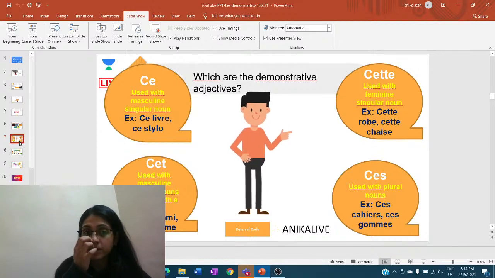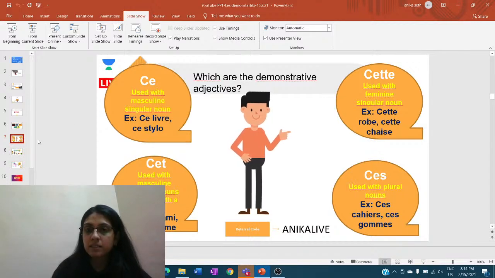So ce livre and ce stylo would mean this book, this pen, or that book or that pen. So this or that, it depends on the context. The translation could be any because it is in the singular form. So this or that.